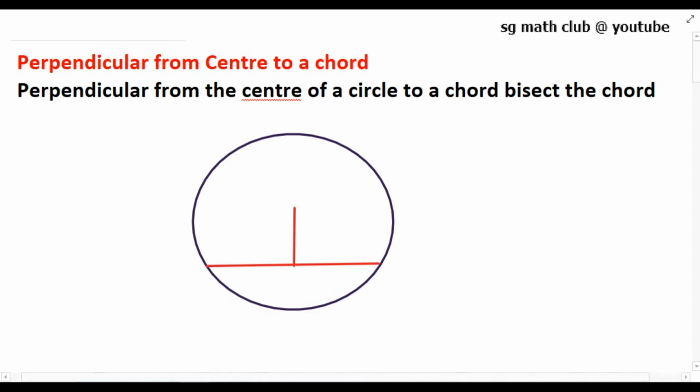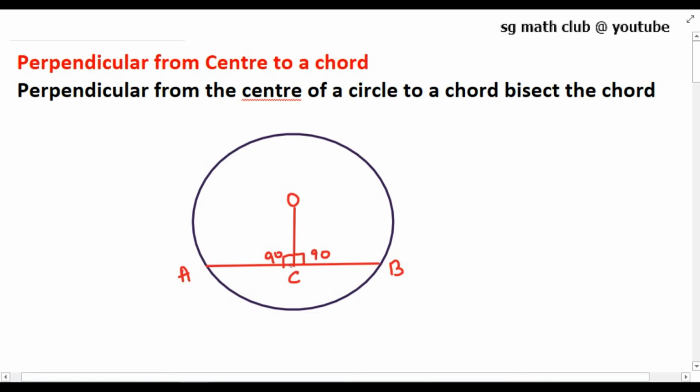So you can see the circle here with center O, and let AB be the chord of the circle. We can see here a perpendicular I have drawn from the center to the chord. Let it be OC. Perpendicular means angle OCB will be 90 degree as well as angle OCA will be 90 degree. Now this perpendicular will bisect this chord.